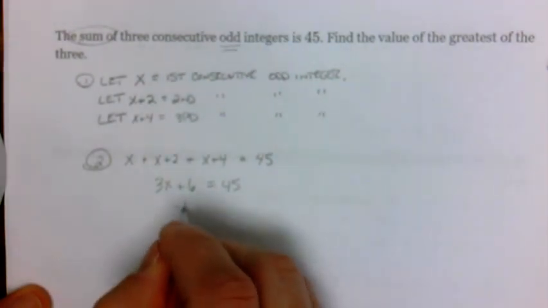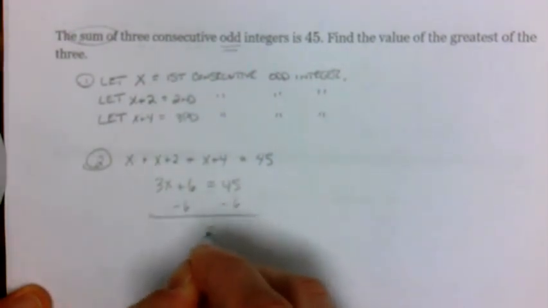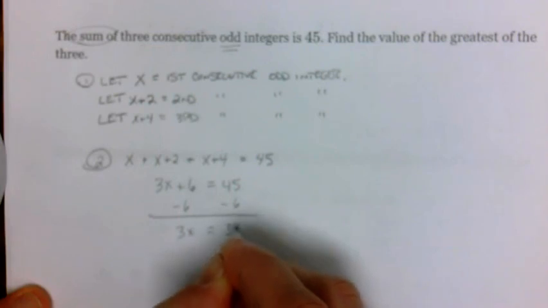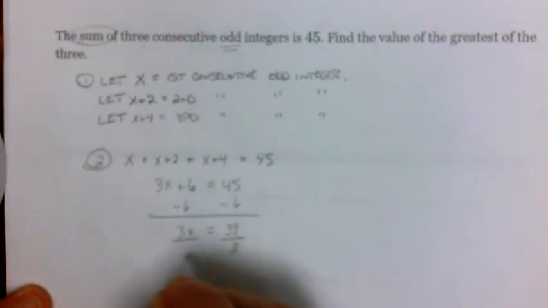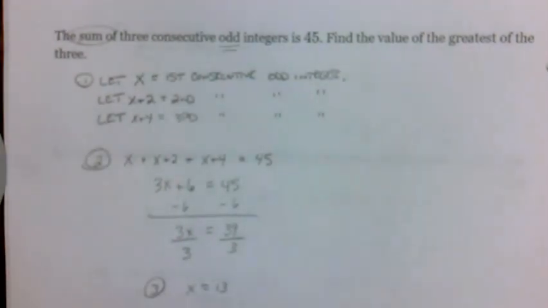And now we can subtract 6 on each side. That means that 3x is 39. And if we divide each side by 3, then x is equal to 13. And that's the third step of our process. Now let's get our numbers.